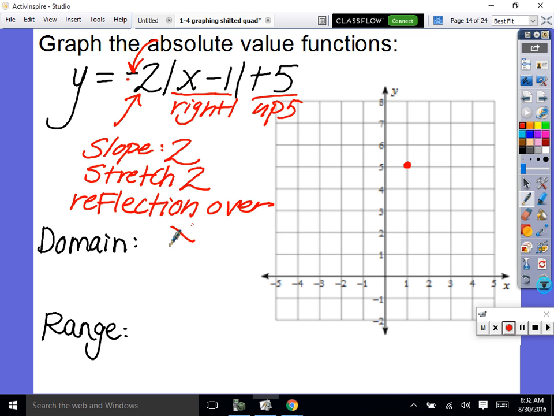Now let's graph it. We go right 1, up 5, boom. Our slope is -2, right? How we graph slopes: -2 is the same thing as -2 over 1. Rise over run. So we go down 2 over 1, down 2 over 1, down 2 over 1. Now do it on the other side. Down 2 over 1, down 2 over 1, down 2 over 1. And we draw in our sharp V.